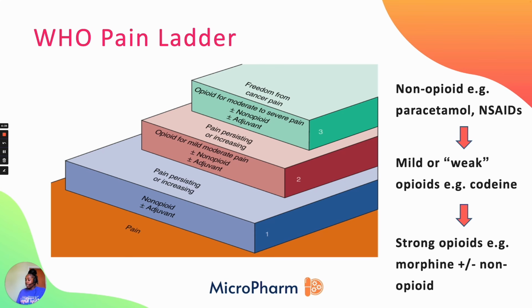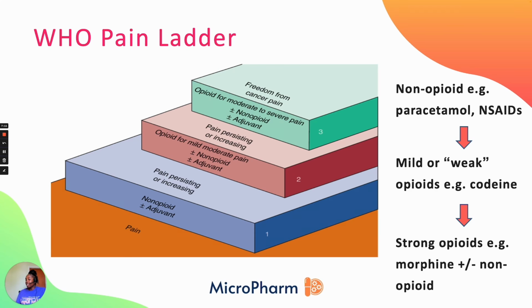So initially, you start with a non-opioid, which could be paracetamol or an NSAID, and then you'd move to a weak opioid or another non-opioid, potentially with something else, if the pain is still there, if it's increasing or it's persisting. And then the third step is for moderate to severe pain, which would be a stronger opioid with or without a non-opioid and something else, maybe an adjuvant.